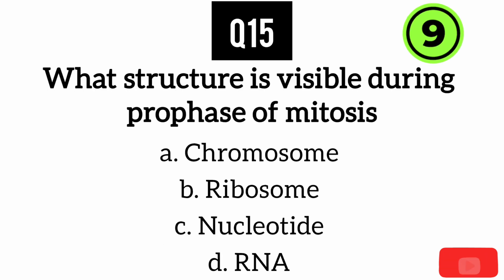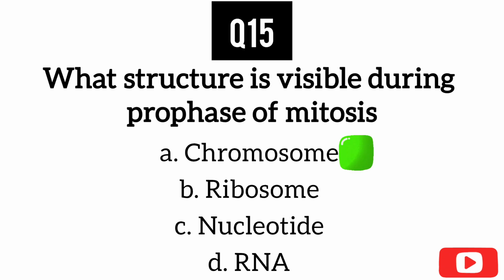Question 15. What structure is visible during prophase of mitosis? A. Chromosome, B. Ribosome, C. Nucleotide, D. RNA. The correct answer is chromosome. Chromosomes become visible under a microscope during prophase as they condense.